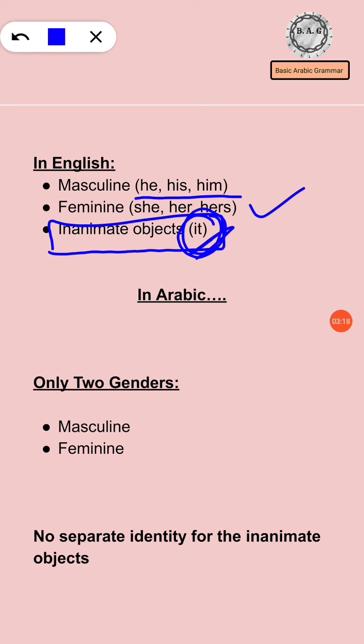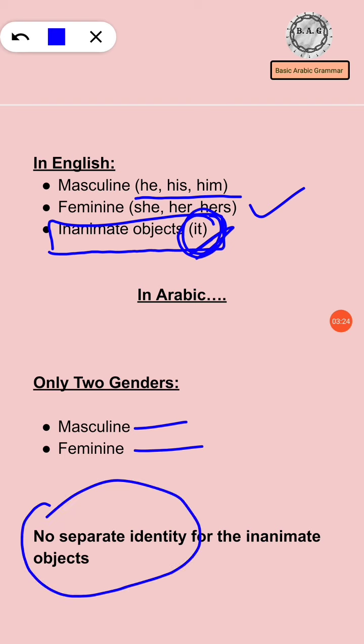So what's different in Arabic? In Arabic, we have masculine and feminine genders, but that's it. There is no separate identity for inanimate objects. An inanimate object is either going to be masculine or it's going to be feminine. And how do we know which one it is? There is a way for that, and that's what we're going to study in this lesson, inshallah.